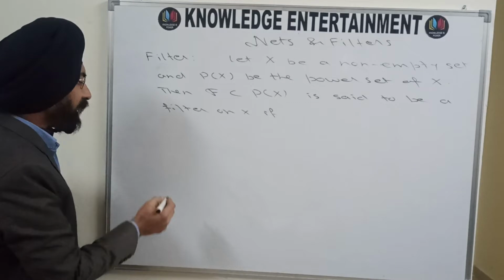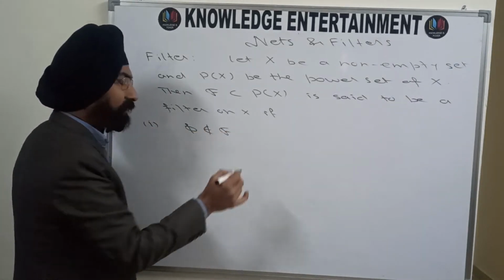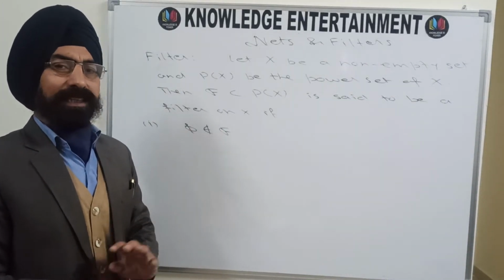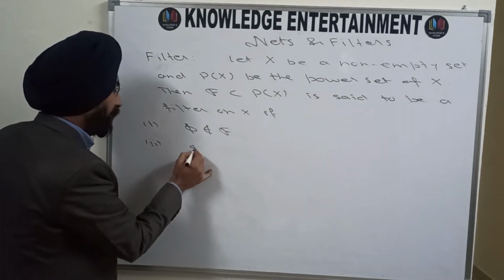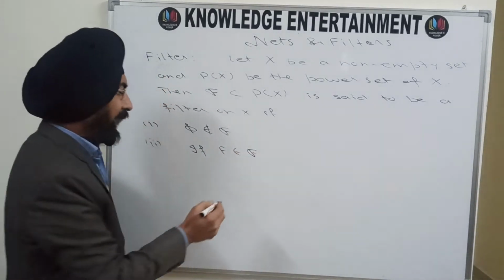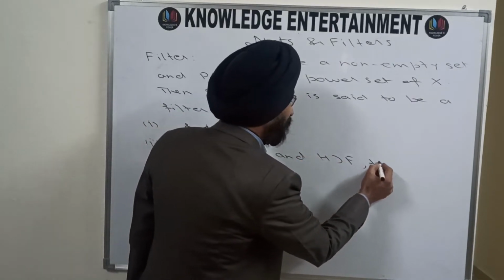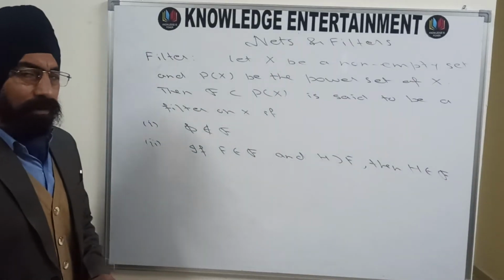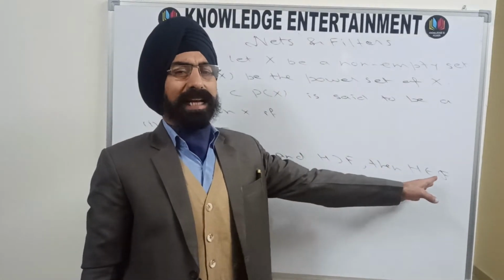And what are the three conditions? The first condition is that phi should not be there in F. That means this F is a proper subset of X. It does not contain phi. Secondly, if a particular set F belongs to this family F and H is a superset of F, then H also belongs to F. That means once a set belongs to F, all its supersets must also be there in F.